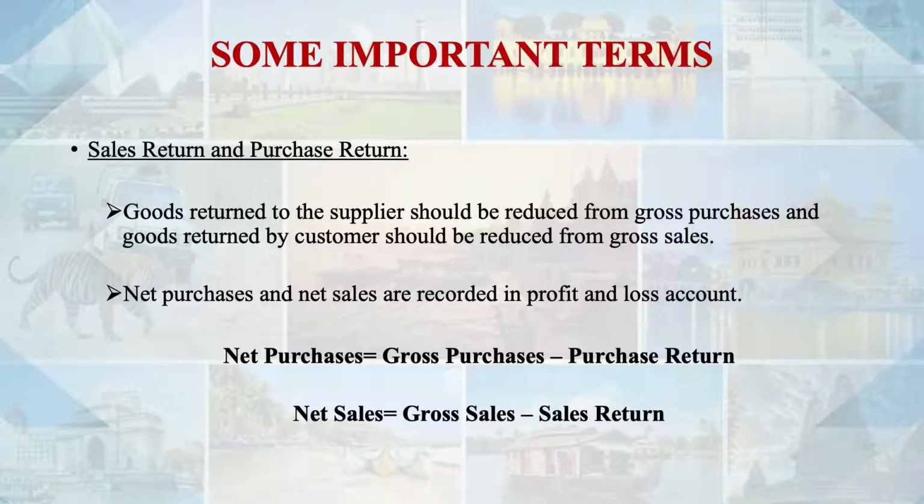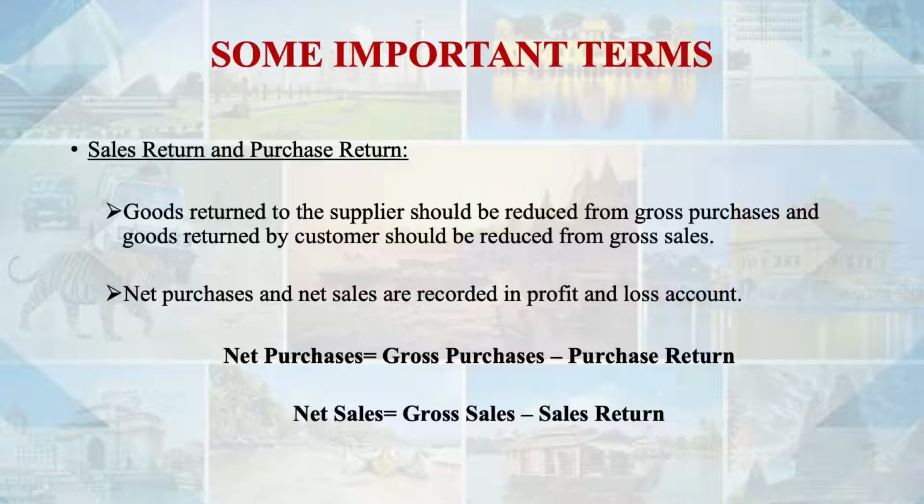So whenever there is a sales return or a purchase return, it should be deducted from its respective head. That is, if it is a sales return, it should be deducted from your gross sales. If it is a purchase return, it should be deducted from your gross purchases, because when we deduct these returns from sales and purchases, what we get is net purchases or net sales. That is, net means after adjusting your returns, because when it is a return, it means it has not converted into a transaction, so it has to be adjusted. And in the profit and loss account, we write net purchases and net sales, that is after adjusting for your returns.